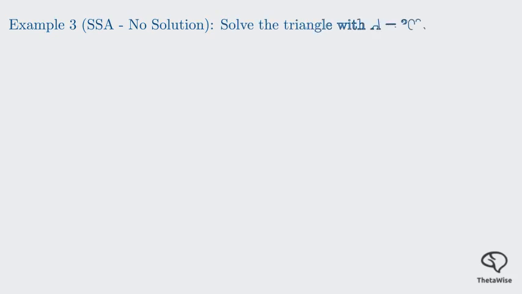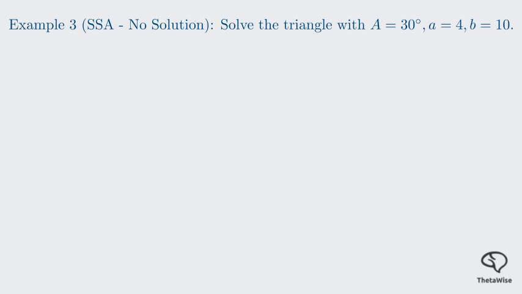Now, let's look at a no-solution scenario. This is another outcome of the SSA case. Consider a triangle where angle A is 30 degrees, side A is 4 units, and side B is 10 units. Again, we have an SSA triangle.